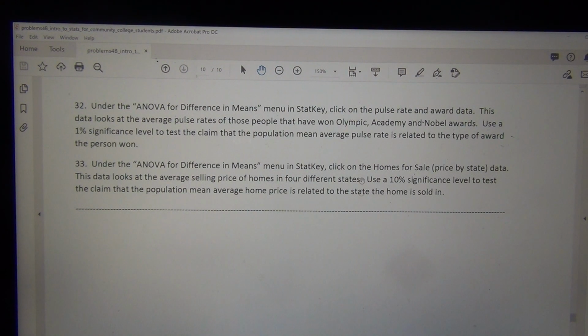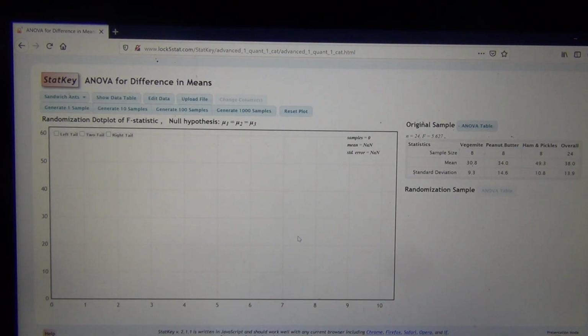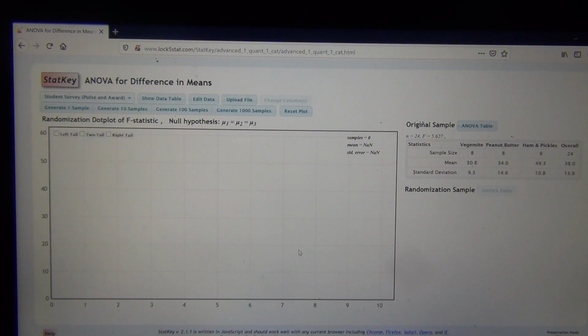All right, so let's take a look at the problem. Again, we're going to go to lock5stat.com, click on StatKey, and ANOVA for difference in means is in the bottom right corner. So we're going to click on that. We're looking for award data here. Student survey, pulse and award, there it is. So it looks like we're looking at pulse and award.